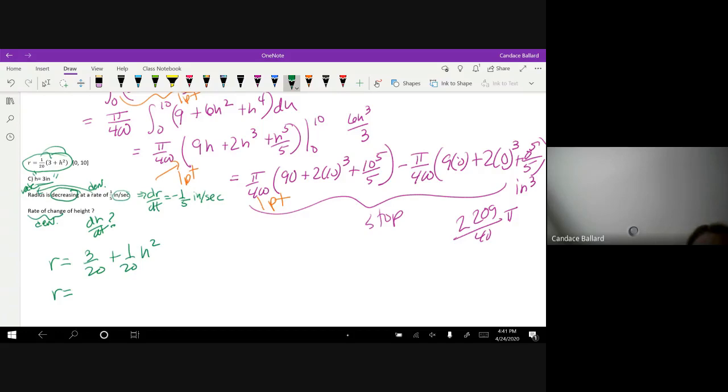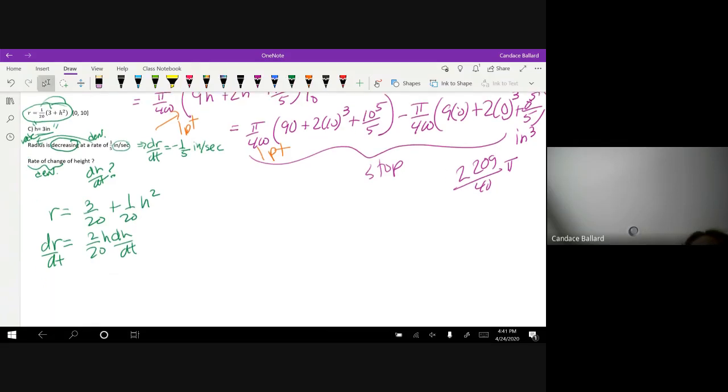The derivative of this, I bring the 2 in front. So I've got 2 over 20. I missed something in the front of this. It should be dr/dt equals 2 over 20 h times dh/dt. Remember that when we're doing rates, we do them implicitly. So we want to make sure we use the dr/dt, the dh/dt, the dy/dx if we need to. All right, I'm ready to plug in my values because I'm supposed to be solving for something.